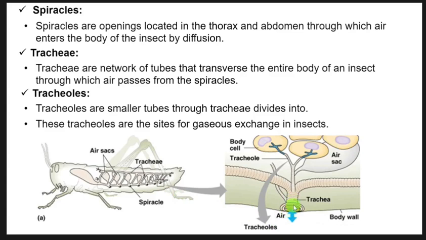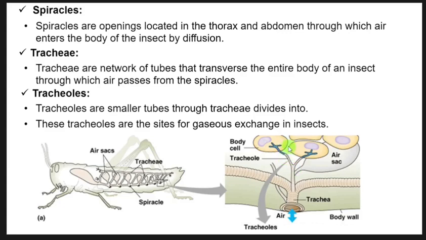Then it passes through this trachea here, and you can see the trachea now moves across the body of the insect, and then it divides into these smaller tubes. These smaller tubes are the ones we are calling the tracheal. These smaller tubes connect to body cells, all right? And that is where gaseous exchange occurs, through the tracheal or the tracheoles.